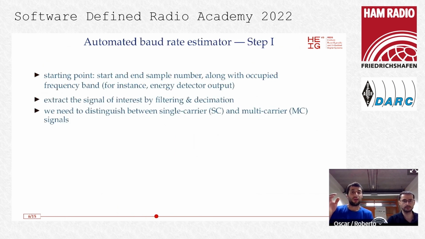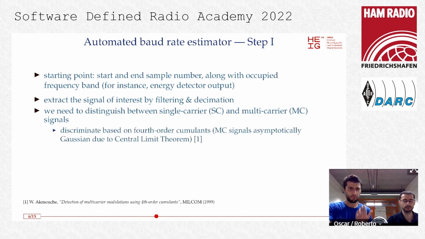And then we have to distinguish between single-carrier signals and multi-carrier signals, because this algorithm works only for single-carrier signals. What we do to discriminate between the two is to use the fourth-order cumulants, since multi-carrier signals are asymptotically Gaussian due to the central limit theorem.